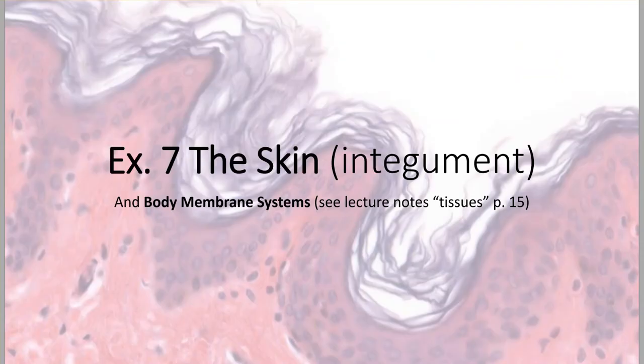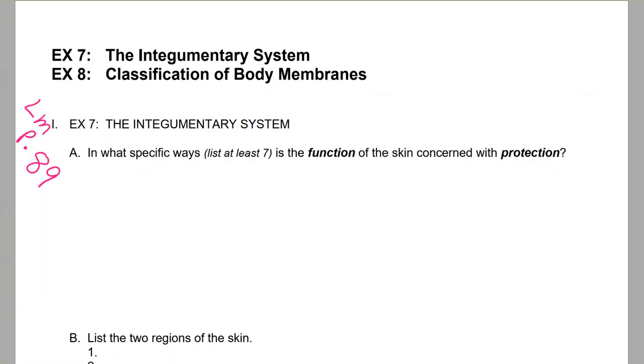All right, so we have totally completed exercise 6, all about the different types of tissues in the body. And now we're going to look specifically at the skin, which is a mucosa, which is an epithelial membrane system. It's one of your epithelial membranes. All right, so you're going to start off thinking about, what does our skin do for us? How does it protect us? And you can find some of those answers in your lab manual on page 89.